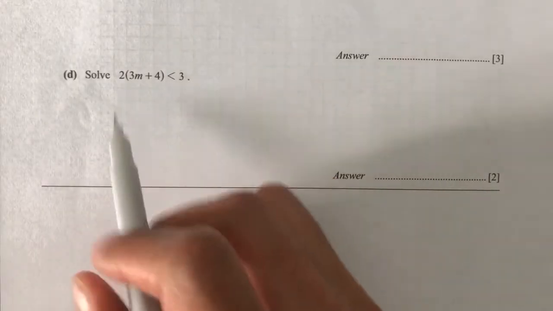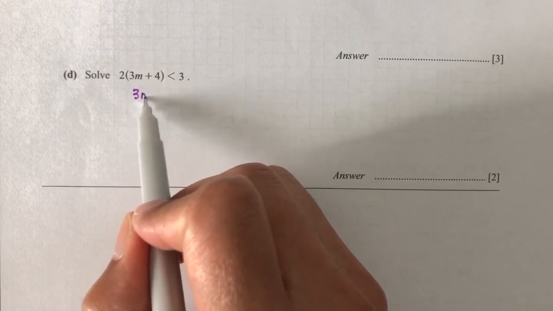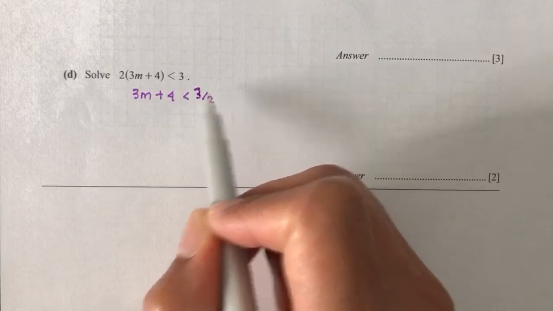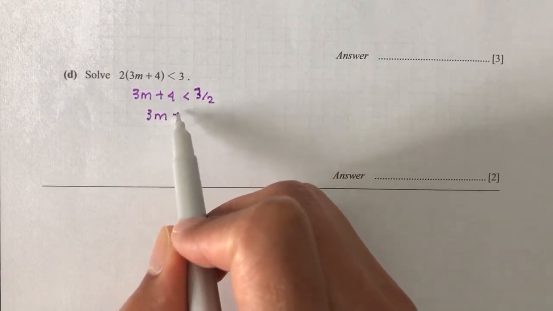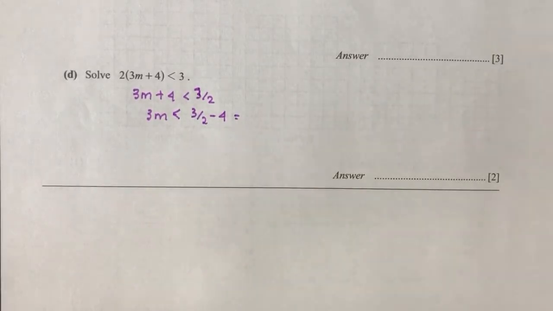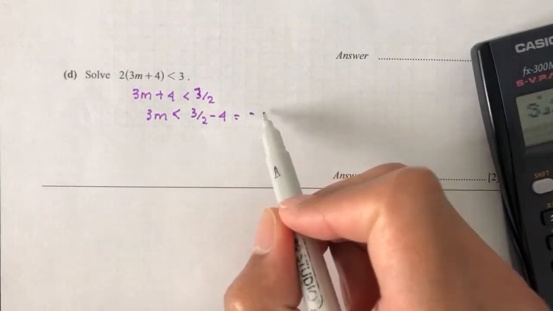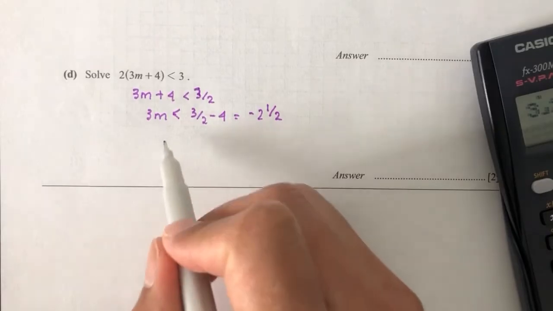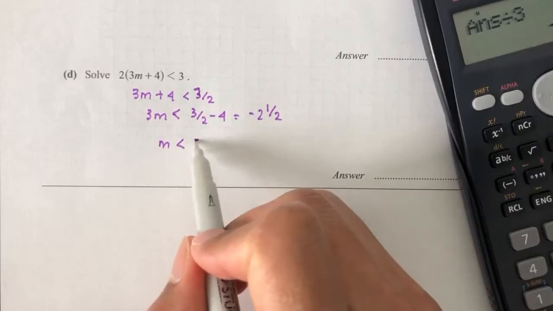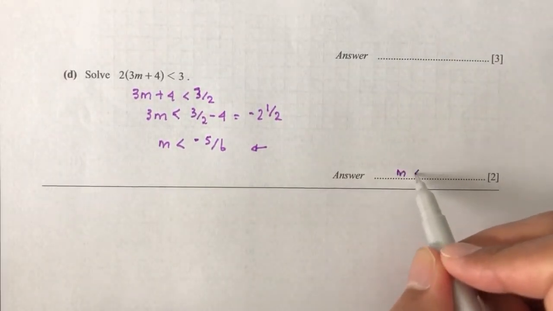Now for this one, solve this equation. So first thing first, we can send 2 over here. We will have 3m plus 4 is less than 3 over 2. So 3m less than 3 over 2 minus 4, which is equal to, let's do that, minus 4, that will be minus 2 and half. So m is less than, divide by 3, minus 5 over 6. So this will be your answer for part D of question number 7.